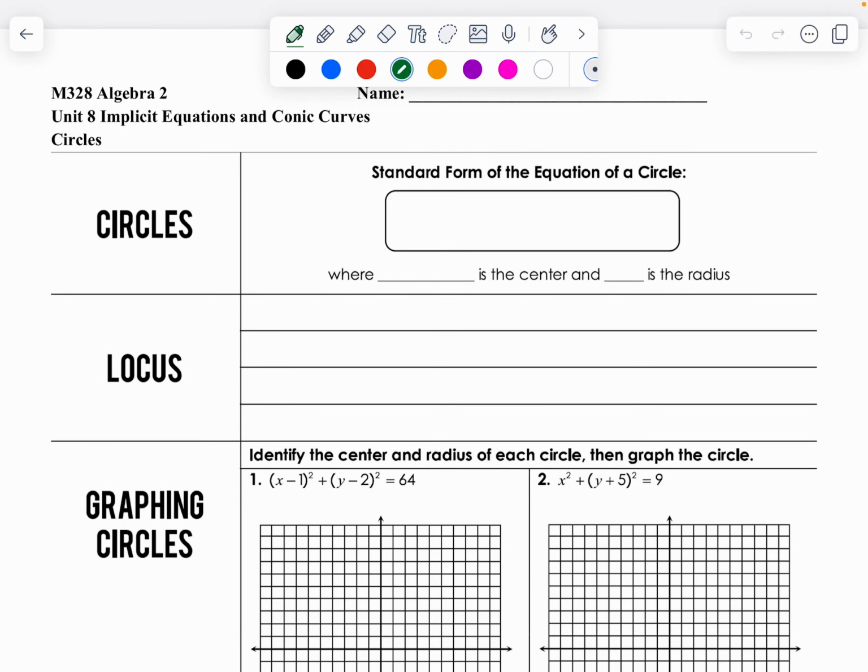All right, guys, we're going to go ahead and take our circle notes today, and then whatever follows this is that worksheet that has the word homework at the top of it, and you guys can work on that as well.